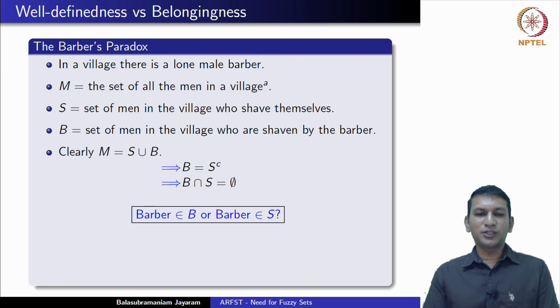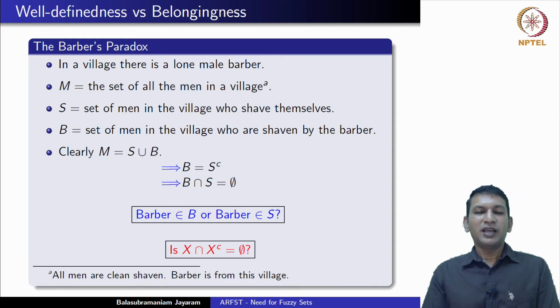However, if you ask the question, the barber, where does he belong? Does he belong to the set B or to the set S? You see that we actually fall into a very paradoxical situation. It appears that the barber probably belongs to both B and S. So now it has questioned the wisdom of one particular property, of insisting on this property, which is X intersection X complement. Should it really be empty?